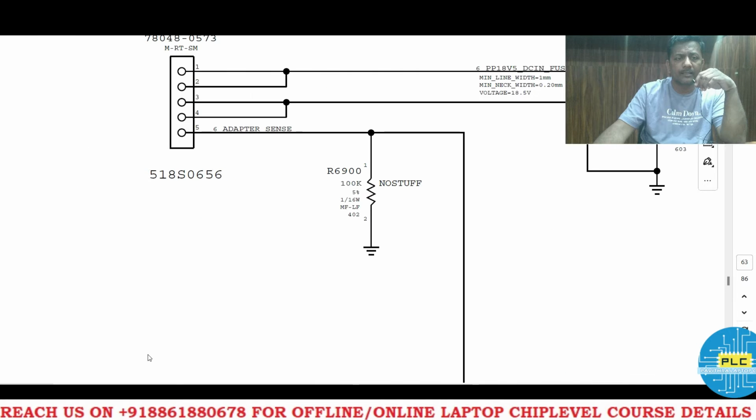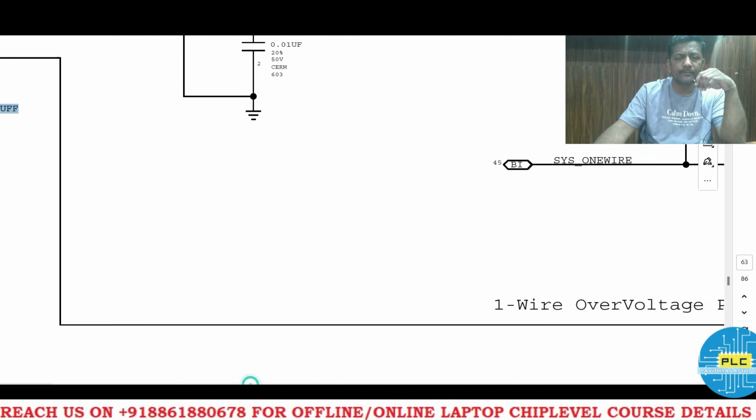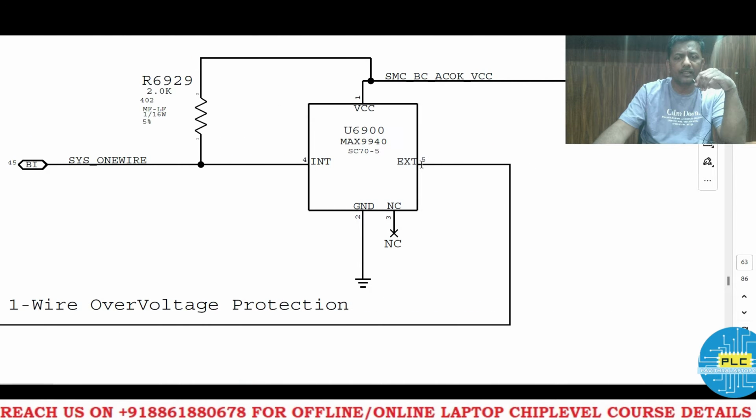Next, here 3 and 4 are the ground. Number 5 is the adapter ID. It will come through this. Here is the no stuff, this resistor won't be there. And it's coming to the input of this IC. This IC is a protector IC, a protection IC.